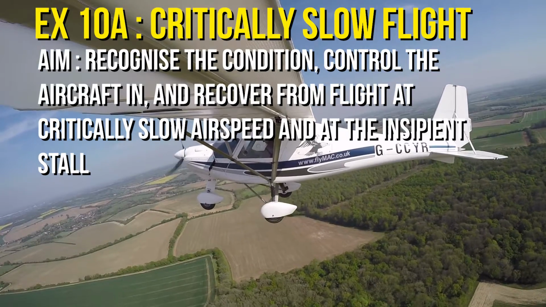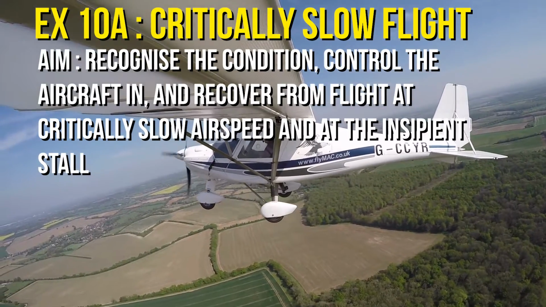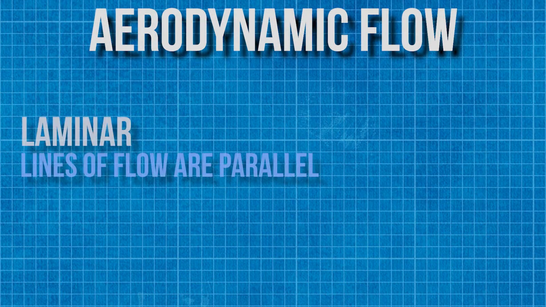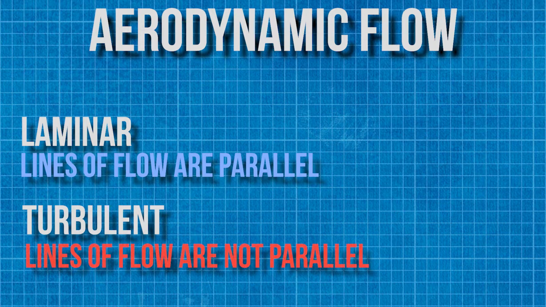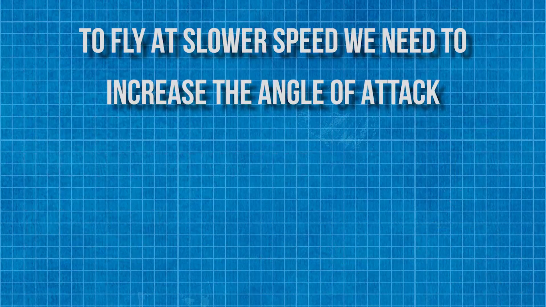So let's kick things off by talking about two types of airflow our aerofoil will encounter. We have laminar airflow, where all the lines of airflow are parallel to each other. And we have turbulent airflow, where the lines of flow have been disrupted and are no longer parallel. We are going to talk about when the airflow goes from being laminar to being turbulent, or when the airflow breaks up.